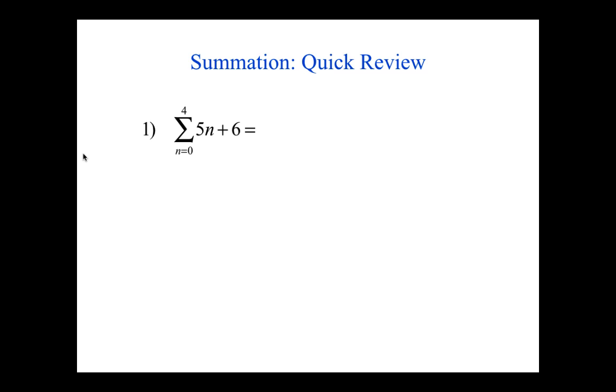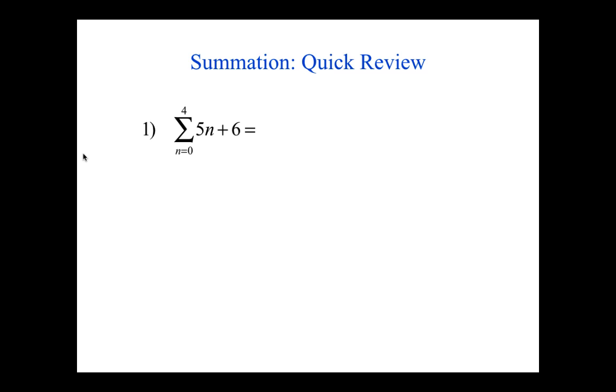But for our purposes, what we need to understand is what the different symbols in the different places mean. So this expression right here, there are a lot of different orders in which you can read all of the parts, but this would typically be read as the sum of the expression 5n plus 6, where n takes on all the values from 0 to 4. Now, it's not taking on infinitely many values, it's taking on integer values.